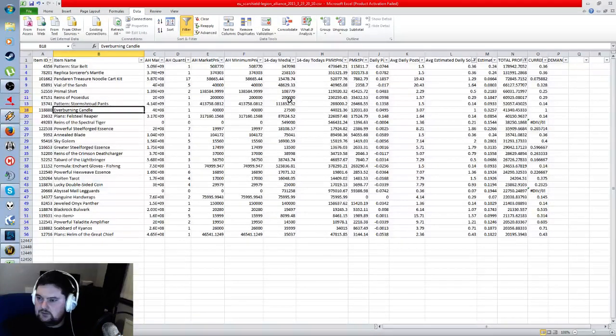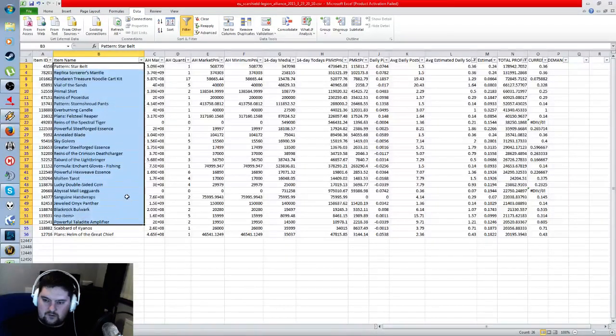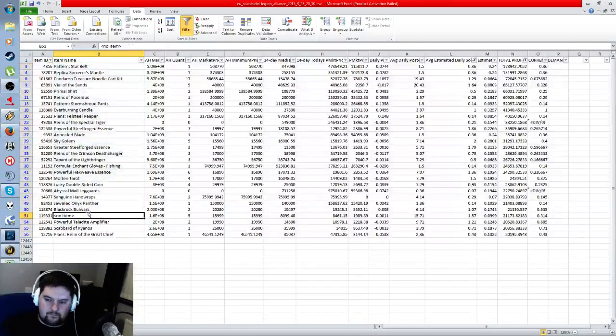Ever-Burning Candle, I'd be lucky. These are all your lucky sellers, as far as I'm concerned. These are all the ones that I wouldn't recommend for my server. People should not be trying to sell stuff like this. But if you can get a drop, then obviously it's going to make you a lot of money.